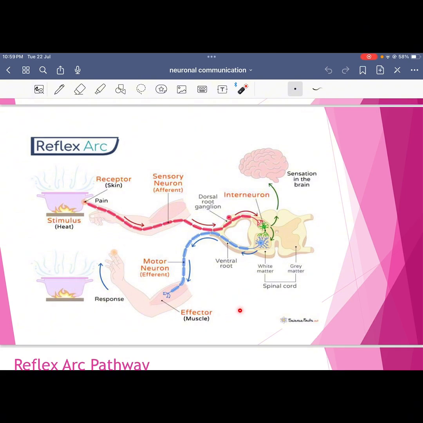And this is a protective response. It bypassed the brain, so it only sent the pain sensation to the brain, but the hand didn't wait for a command from the brain to move. It moved the hand directly from a command that came from the spinal cord. So this is the reflex arc. It is protective, so it is a fast way to protect ourselves. It does not wait for a command from the brain. It bypasses the commands of the brain.